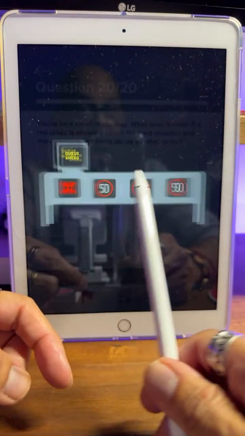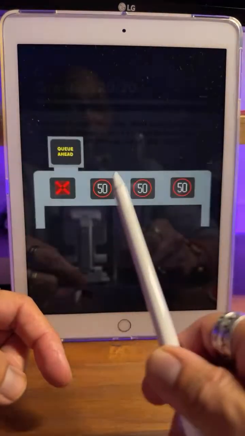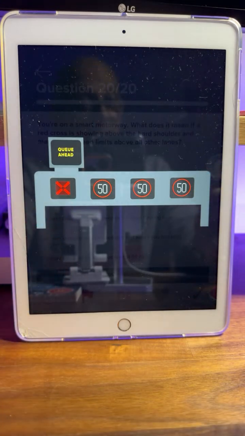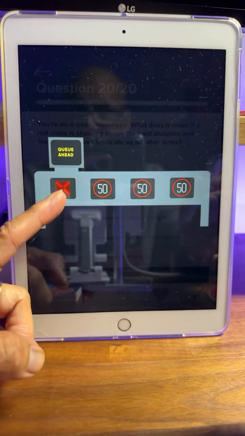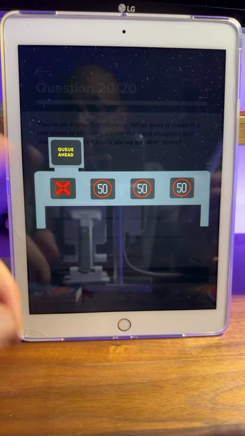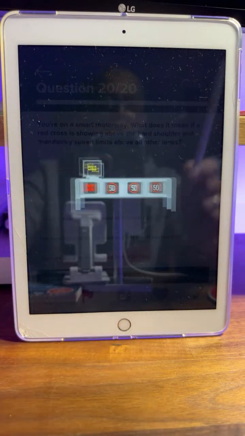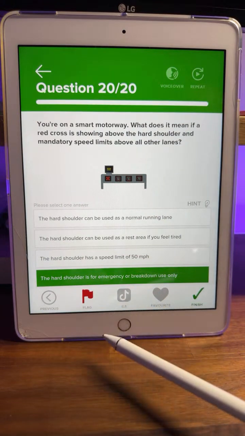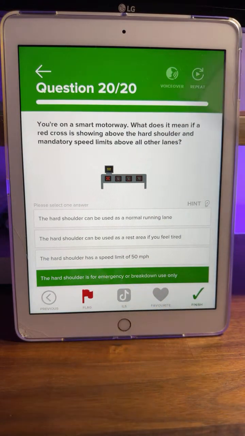But here it shows lanes 1, 2, and 3. Oh, 1, 2, and 3 you can use. You cannot use the hard shoulder as a normal running lane. If that sign wasn't there, the X, and it was a 50, you can use the hard shoulder as a running lane. Okay, like it says here. But here we know the answer is the hard shoulder is only used for emergency or breakdown only. Does it make sense?